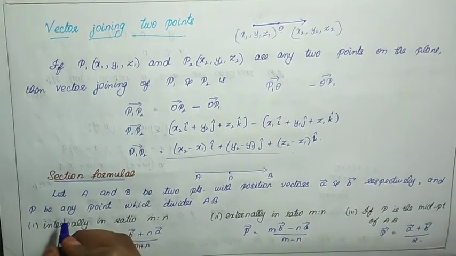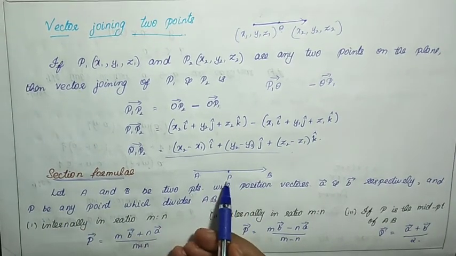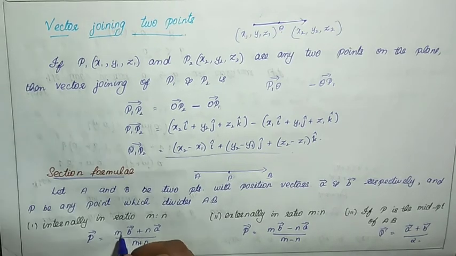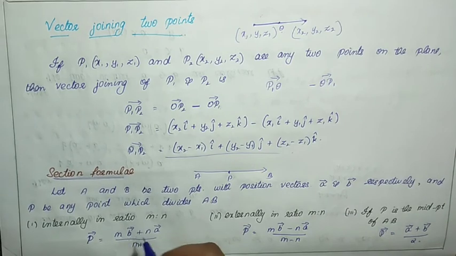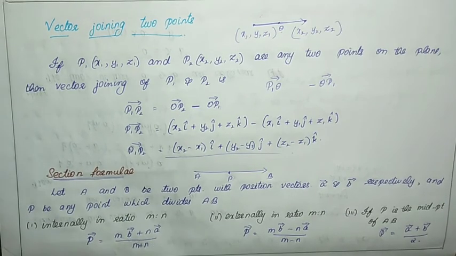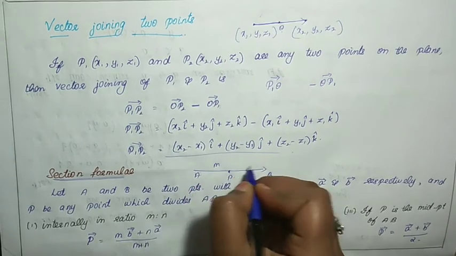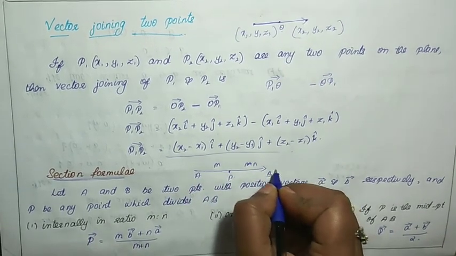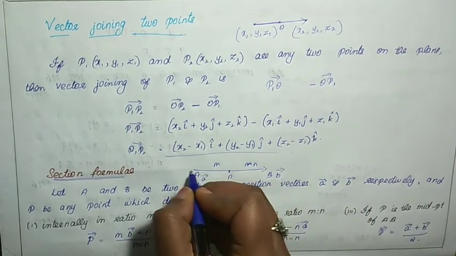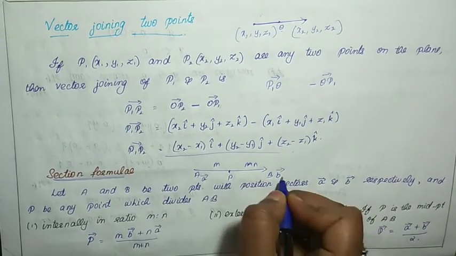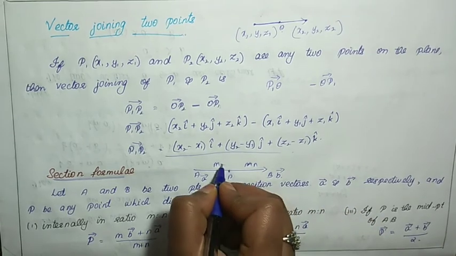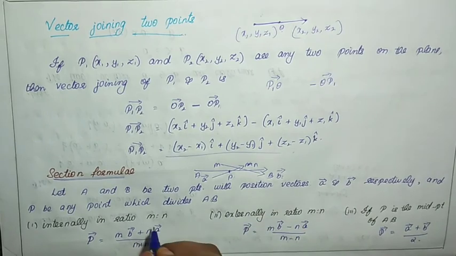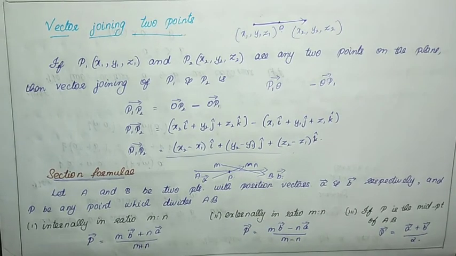So if the point P divides internally, then what is the ratio? Let us have this as m and n, and let this be B vector and A vector. At this point let this be A vector and B vector. So we will be crossing this: m B vector plus n A vector, divided by m plus n.